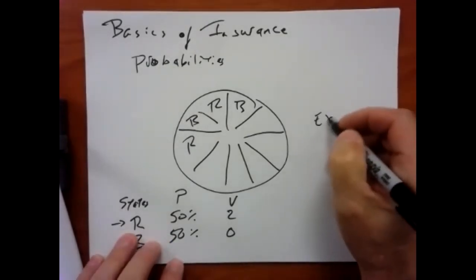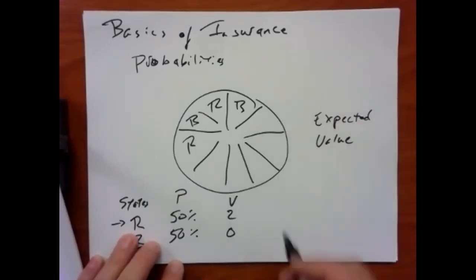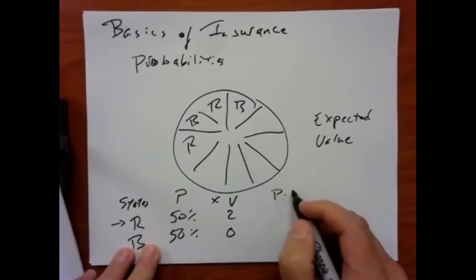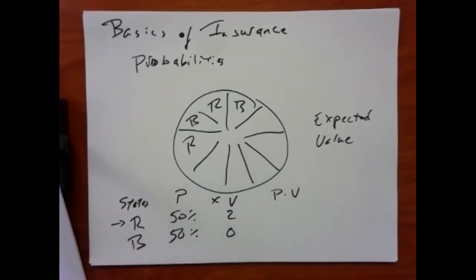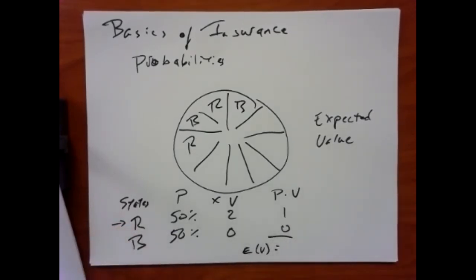What we do then is, to get the expected value, we multiply the probability times the value, P times V. So 50% of 2 is 1, and 50% of 0 is 0. The expected value, EV, is the sum of the probabilities times the values in each of those states. So 1 plus 0 is 1.